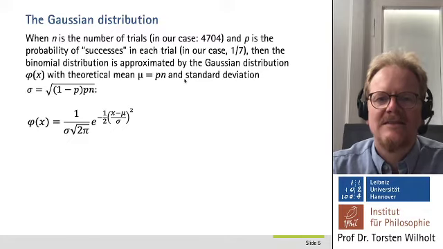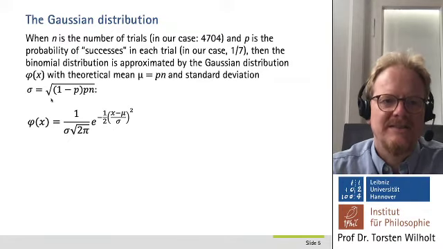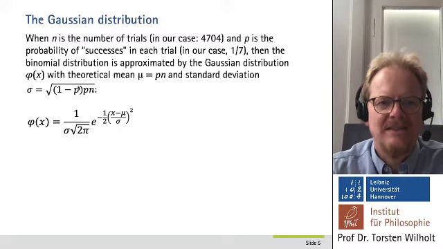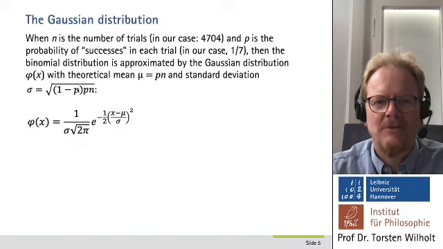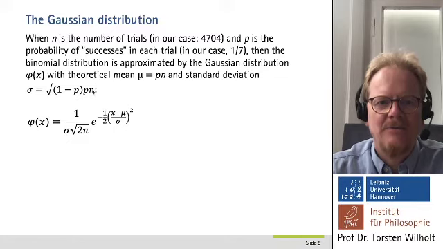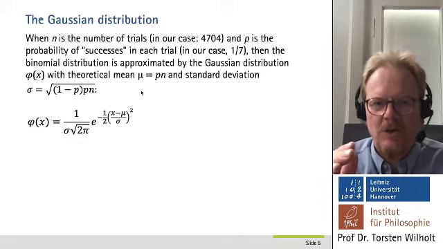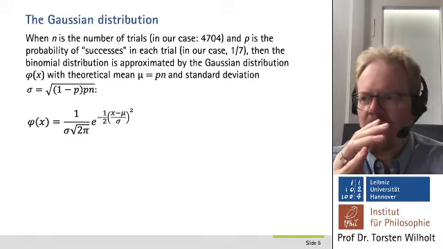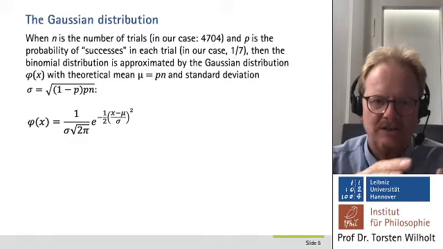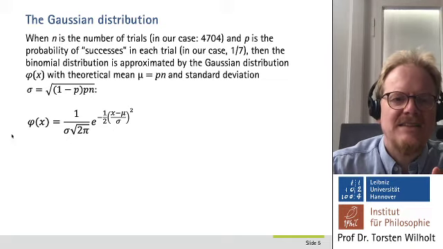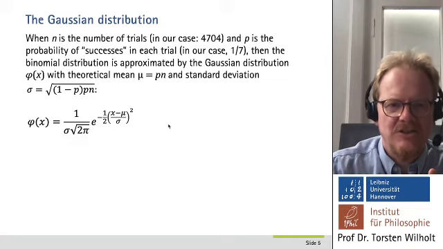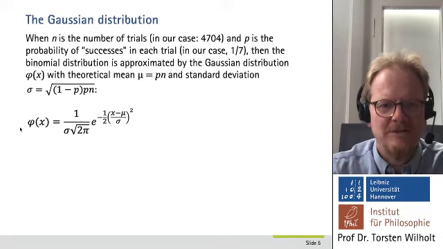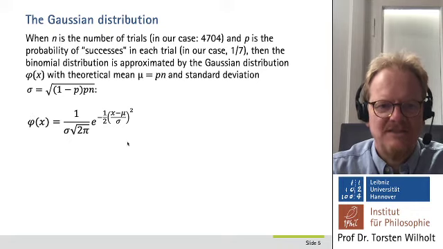And standard deviation sigma, which is calculated like this. It's also calculated just from the probability and from the number n, from the number of trials. We're going to look into this thing called standard deviation in a moment. This is the Gaussian distribution, and don't be shocked because it looks so complicated. It's not really important for our purposes to see exactly what it is.